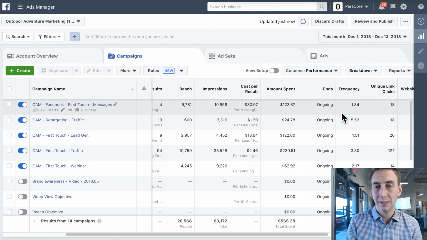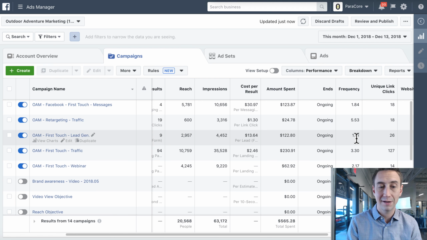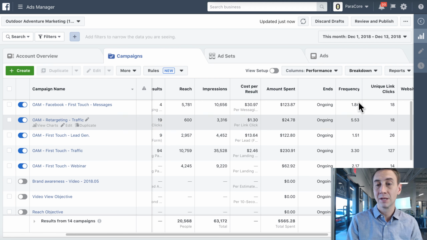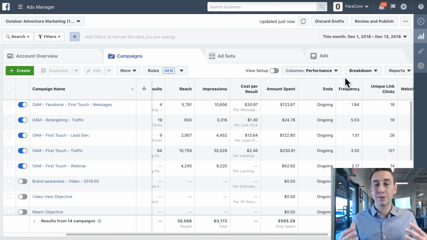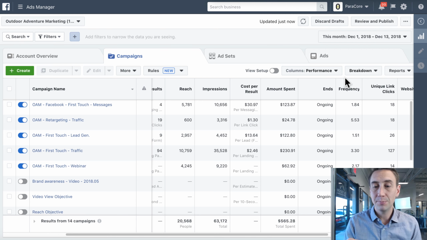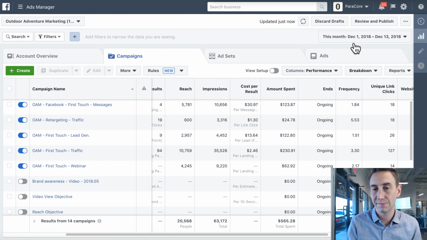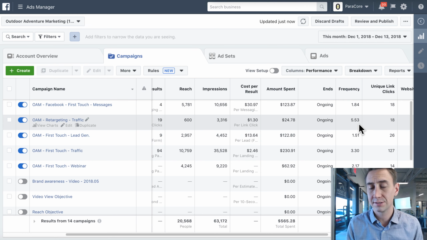All right, so when you look over here, this month, December 1st to the 13th, the frequency is 1.84, 5.53 on the traffic campaign, 1.51, 3.30, and 2.17. So what this means, when you're describing it to a client or someone, is that people on average have seen the ads in this campaign 1.84 times in the last 13 days, from December 1st to the 13th. This is 5.53. So at 5.53, let's just say 5, it means that over the course of 13 days, they've seen an ad 5 times from Outdoor Adventure Marketing.